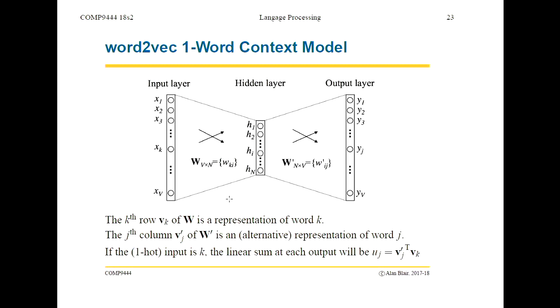So let's look at that. What happens at the output? Well, again, I'm just looking at a particular word, y_j.